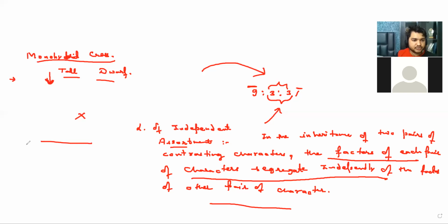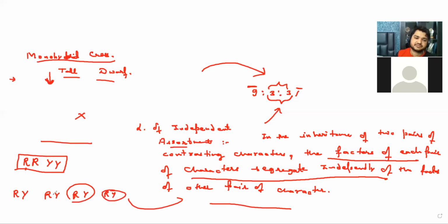You saw that there is round and yellow, RRYY. They are together, but now they are completely independent, and they are combining with the others. Yes or no? So this is the law of independent assortment. Segregating independently is the law of independent assortment.